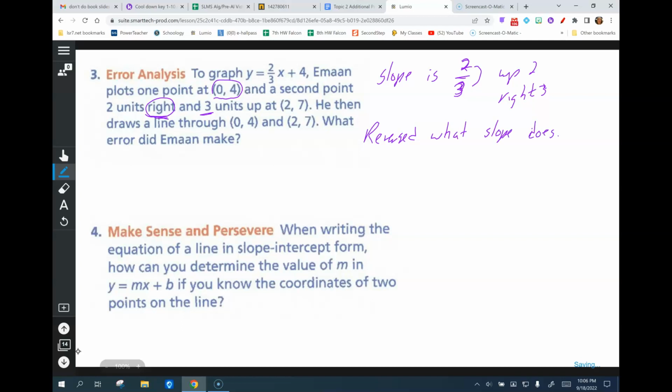Okay. Number 4, when writing the equation of a line in slope-intercept form, how can you determine the value of m in y equals mx plus b if you know the coordinates of 2 points? Find the slope. Okay. Subtract y over subtract x.